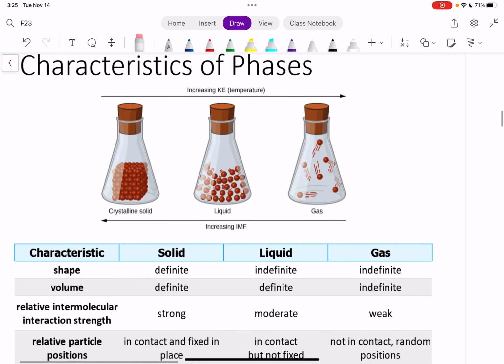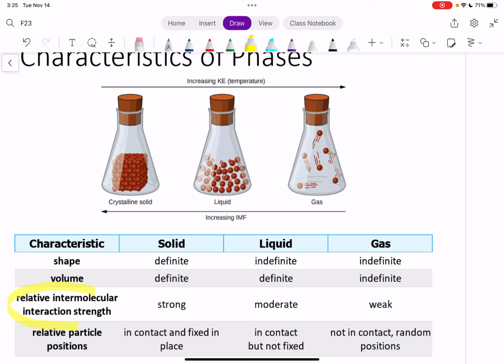I do also, this is new here, so I do want to take a look at that. This says the characteristic is relative intermolecular interaction strength. So in other words, what is the strength of the intermolecular forces between these molecules in these different phases?